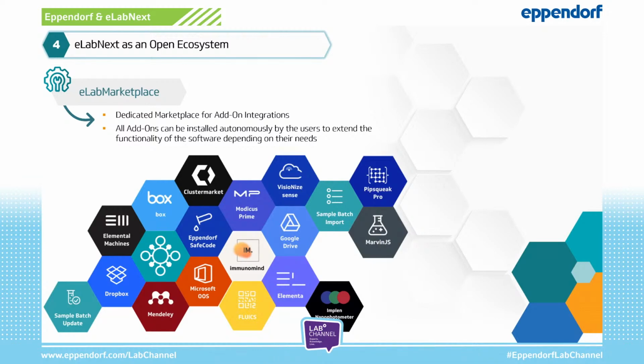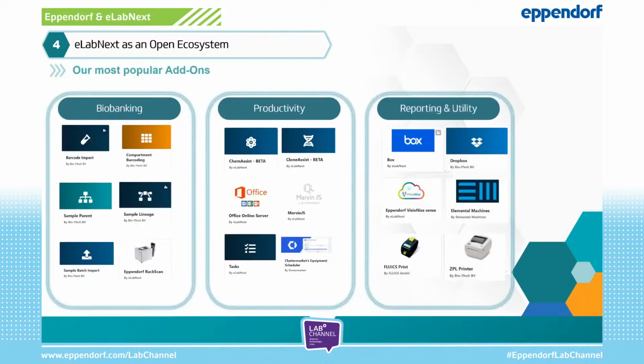So now we're going to go into this and talk a little bit more about how eLab is an open ecosystem and what are the add-ons that we offer. So this is a list of our most popular add-ons and how we separate this by category. So we have a lot of add-ons that are for our inventory, which we put in the category of biobanking. This, for example, allows you barcoding, lineage of samples, and importing of samples, but we will go into detail in all of this in the next few slides.